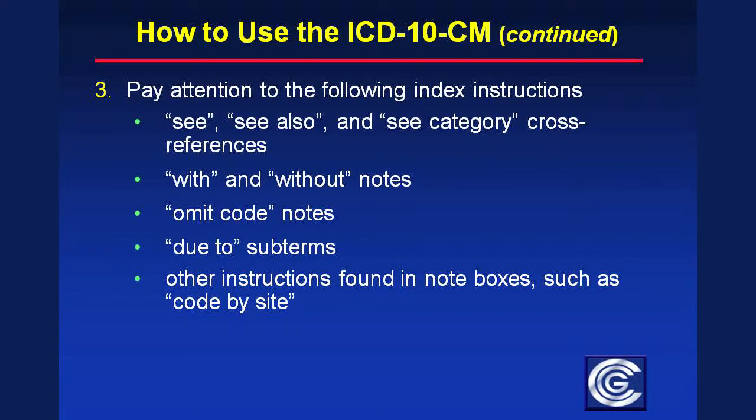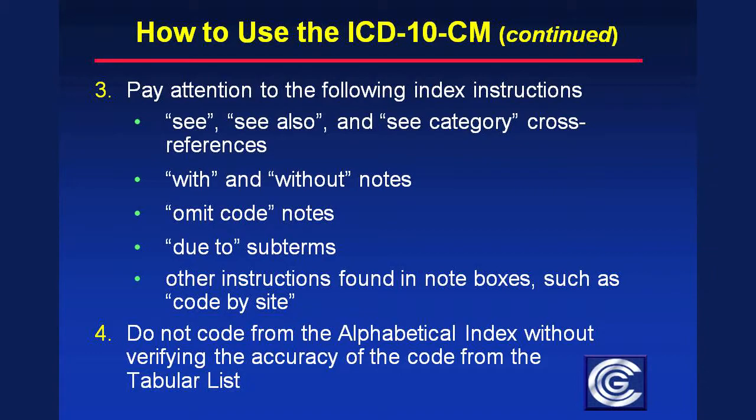See, see also, and see category cross-references. With and without notes. Omit code notes. Due to subterms. Other instructions found in note boxes such as code by site. Do not code from the alphabetic index without verifying the accuracy of the code from the tabular list.